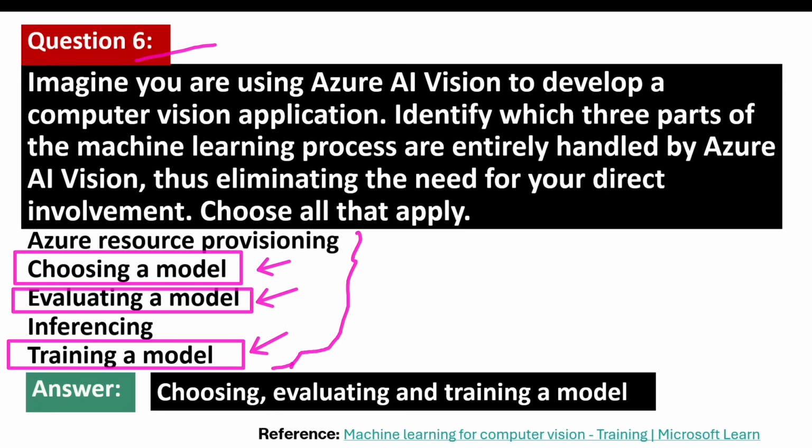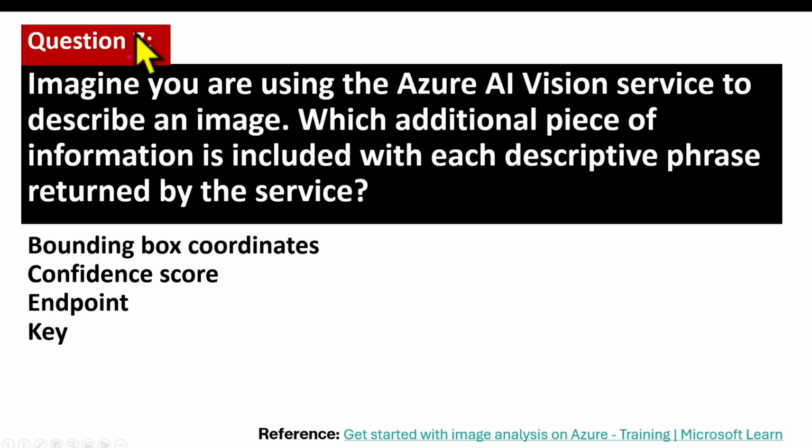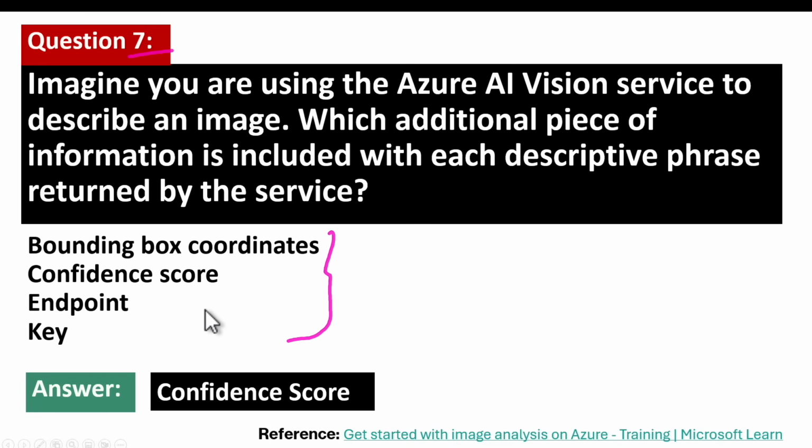Some of the benefits of using Azure AI Vision are time saving, cost efficiency, and ease of use. Question number 7. Imagine you are using the Azure AI Vision service to describe an image. Which additional piece of information is included with each descriptive phrase returned by the service? So let's look at the available options. The correct answer is confidence score.